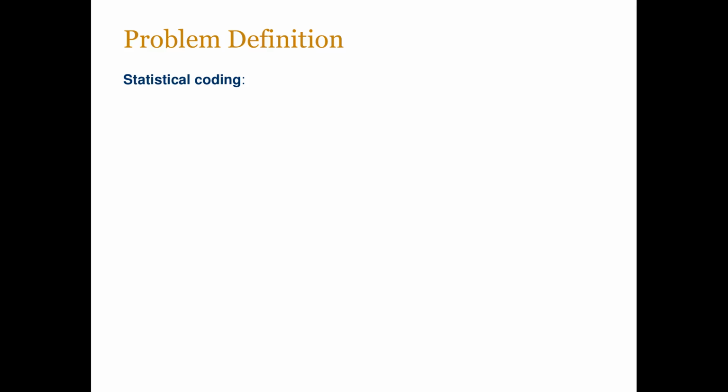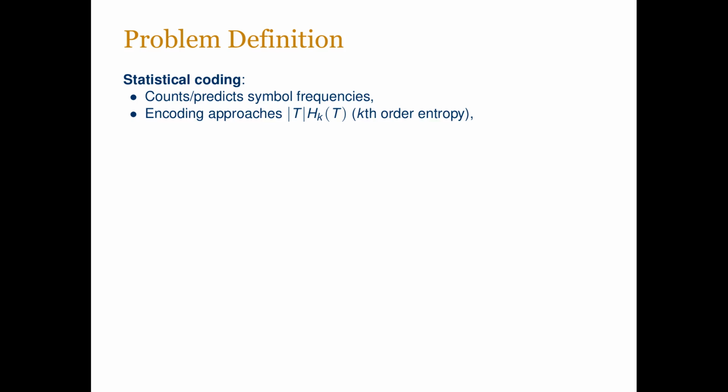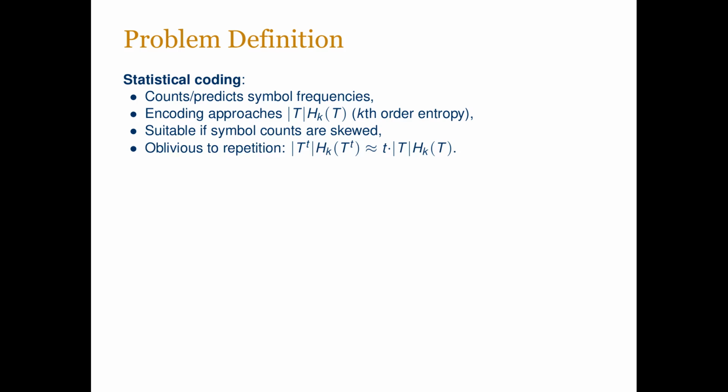To define the problem tackled in our paper, let us thus take a closer look at the three main compression algorithms. Statistical compression is based on encoding symbols to use a varying number of bits based on the computed or predicted symbol frequencies. In the limit, these methods approach the kth order entropy of the text. Thus, they are well suited for inputs that have very skewed symbol frequencies. The drawback of these methods, however, is that the entropy is not sensitive to repetition.